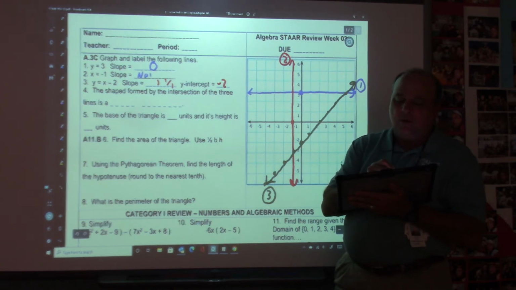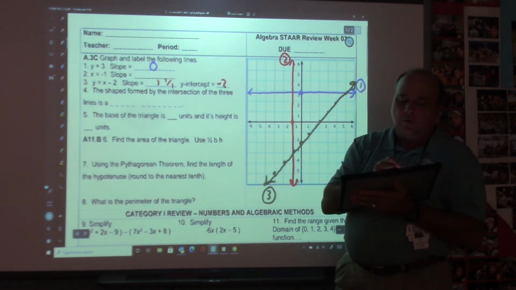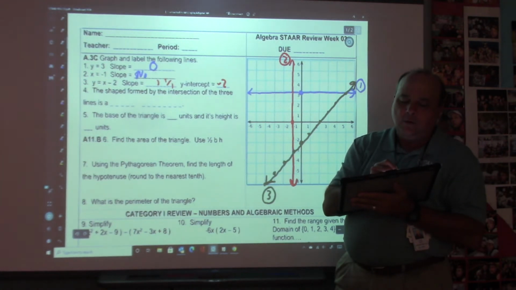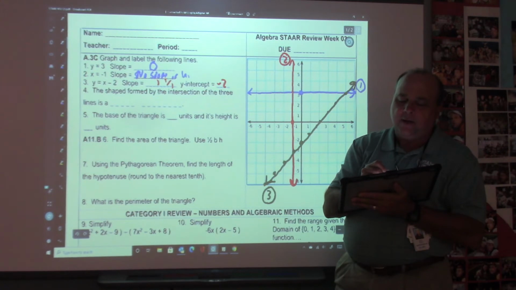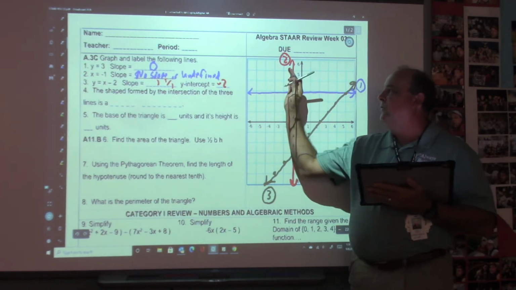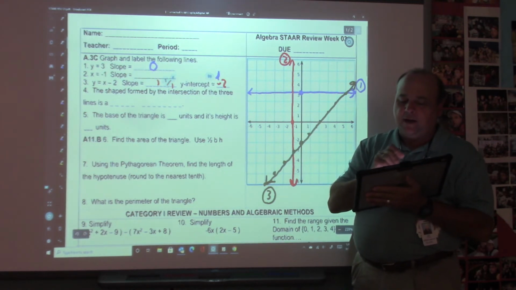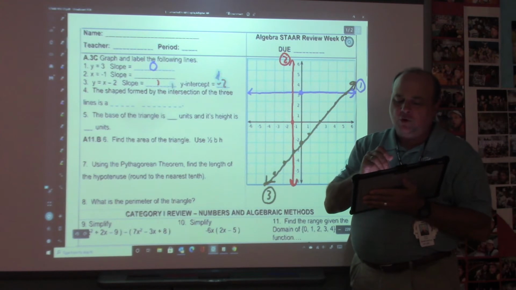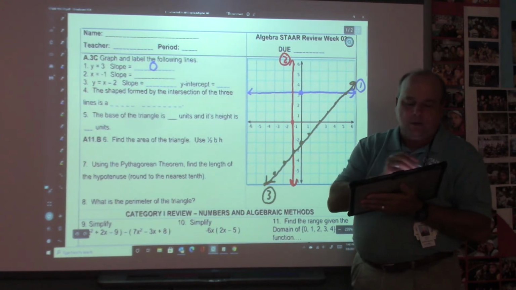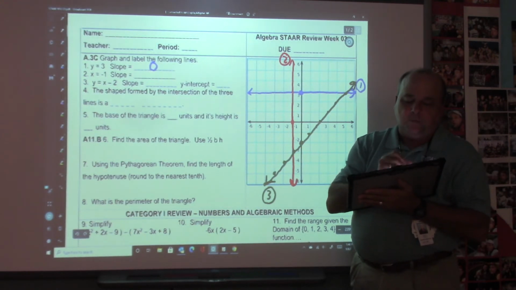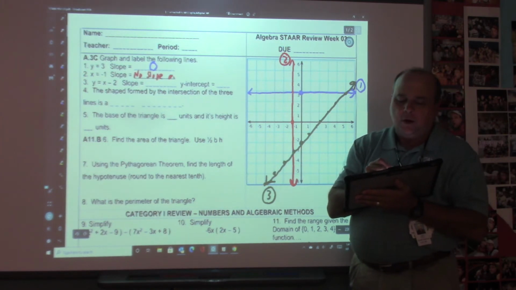So write down, you could write down no slope, or you could write down undefined. So if the line goes straight up and down, and let me put that in red, it's no slope or undefined. Do this in the right color so it matches up. So the slope here, you could write down no slope or undefined. I will take either one.